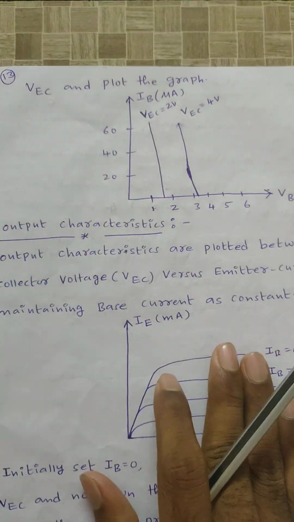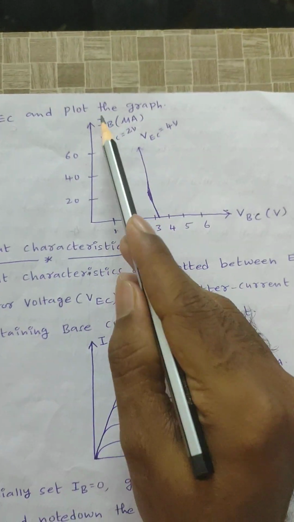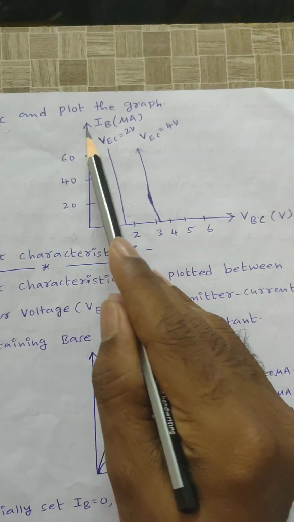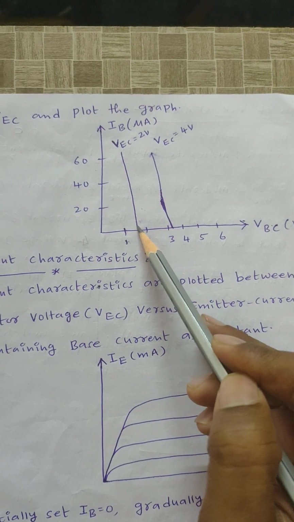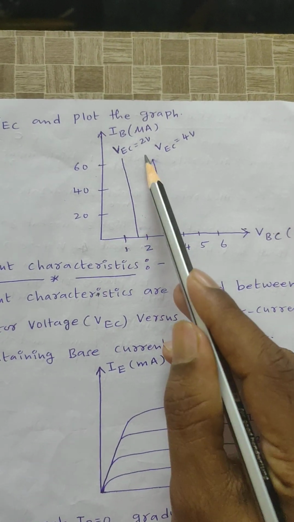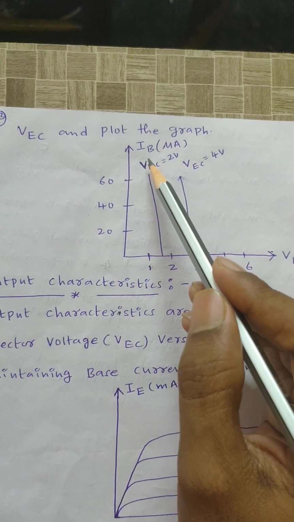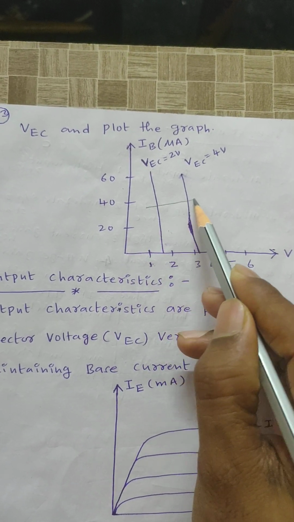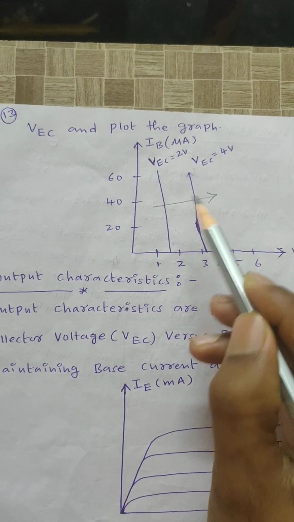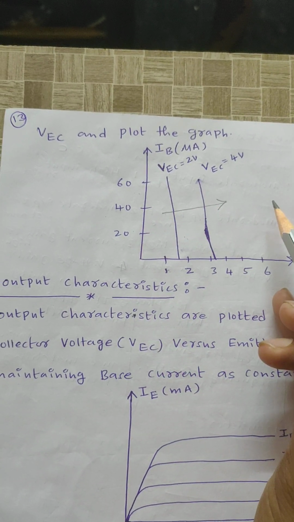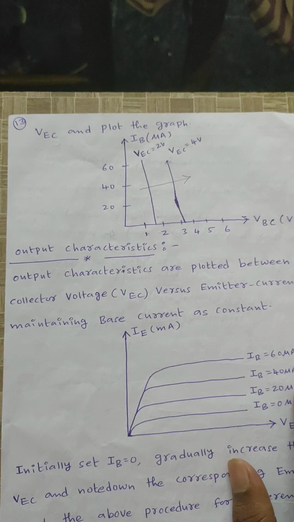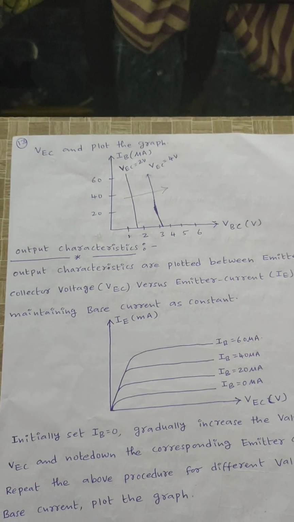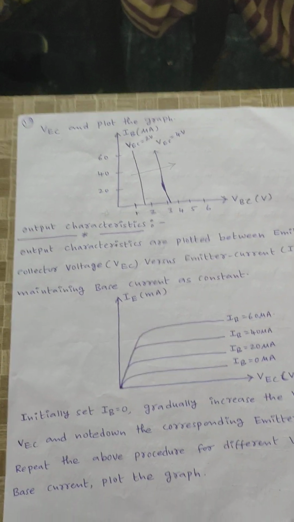Now see here, you will get the characteristics of input voltage versus input current. When VEC is equal to 0, VEC is equal to 2 volts, you will get characteristics like this. If you increase the output voltage, the characteristics will shift from left side to right side. These are the input characteristics in case of common collector configuration.